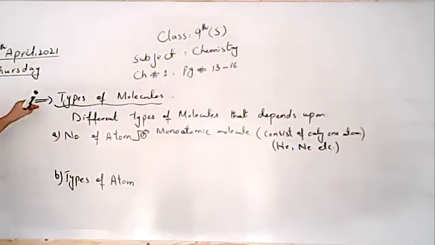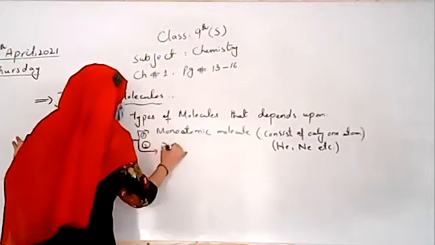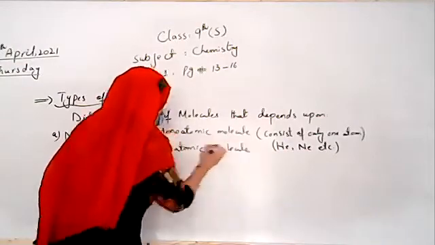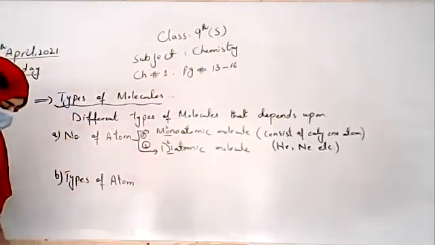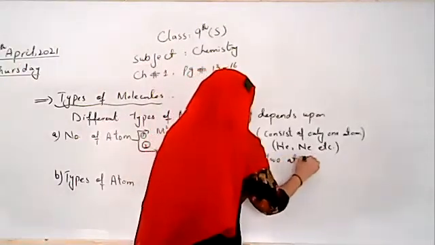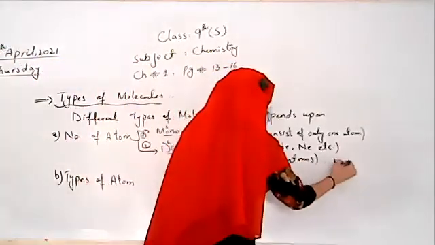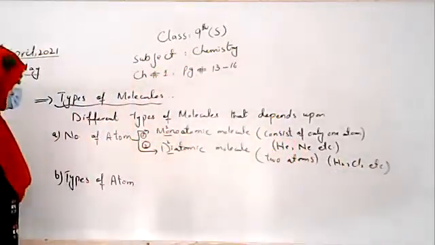Different types of molecule that depend upon number 1, number of atoms, are further divided into 4 types. Monoatomic molecule consists of only one atom. Diatomic molecule: mono means one, di means two. It consists of two atoms. For example, H2, Cl2. These are the examples of diatomic.